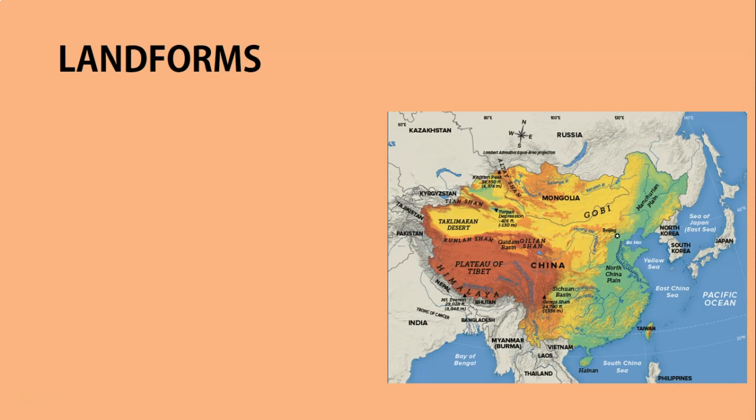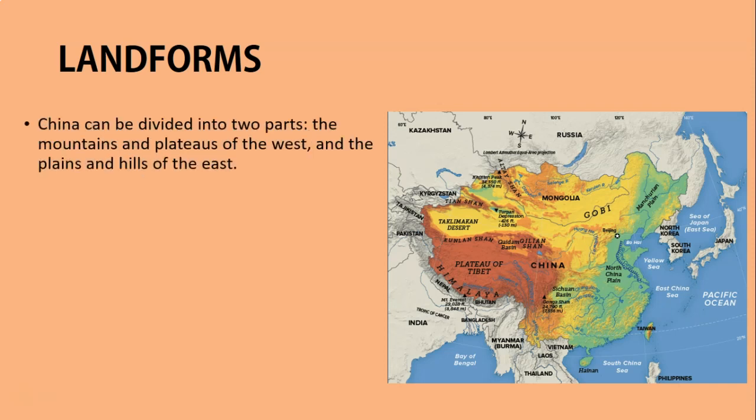So if we look at this map of China, the first thing that's going to pop out to you is this giant red section on the western side. And then on the other side, it's completely different, right? And so China can be divided simply into two different parts. The mountains and the plateaus on the western side. And then on the eastern seaboard, we have more plains and we have more hills.